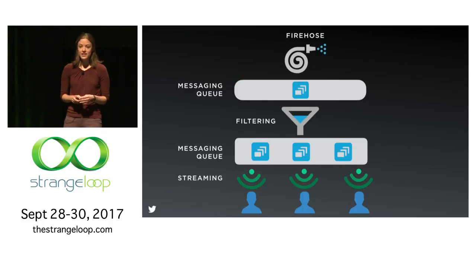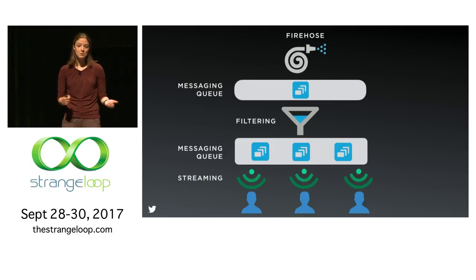So the way that we do this, again, is along the same lines of using a messaging queue. And in Twitter, that's Event Bus. As I mentioned, between the Firehose and the filtering layer, we have a messaging queue. In addition to allowing us to partition the Firehose, the other advantage is that it allows data to back up.